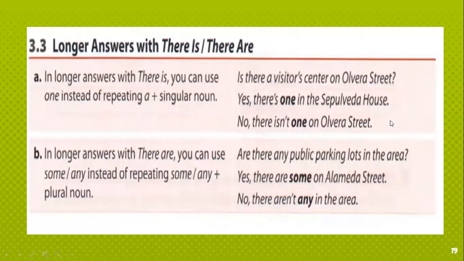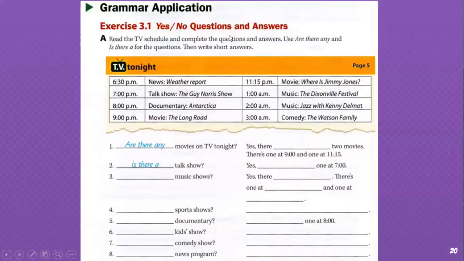Okay, now we pass to the exercises. You have this one on page 84. In this case, these are yes/no questions and answers. We read the TV schedule that we have here, and we complete the questions and the answers in the following part. So use are there any and is there a for the questions, and then we write the short answers, yes? Okay, excellent. Thank you, Abby.